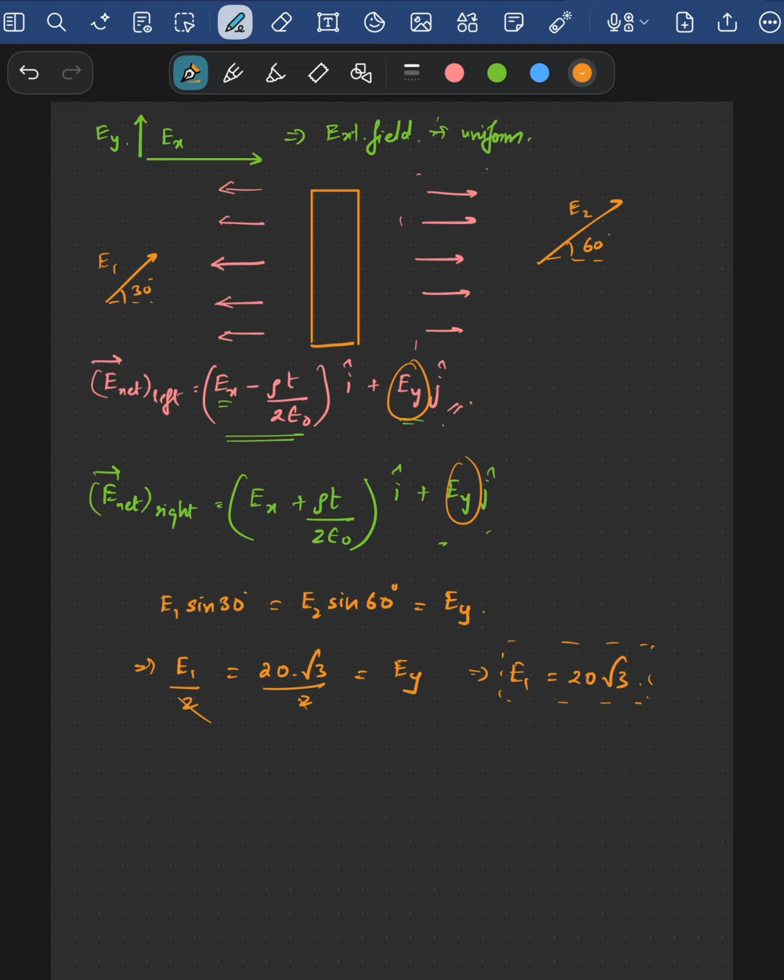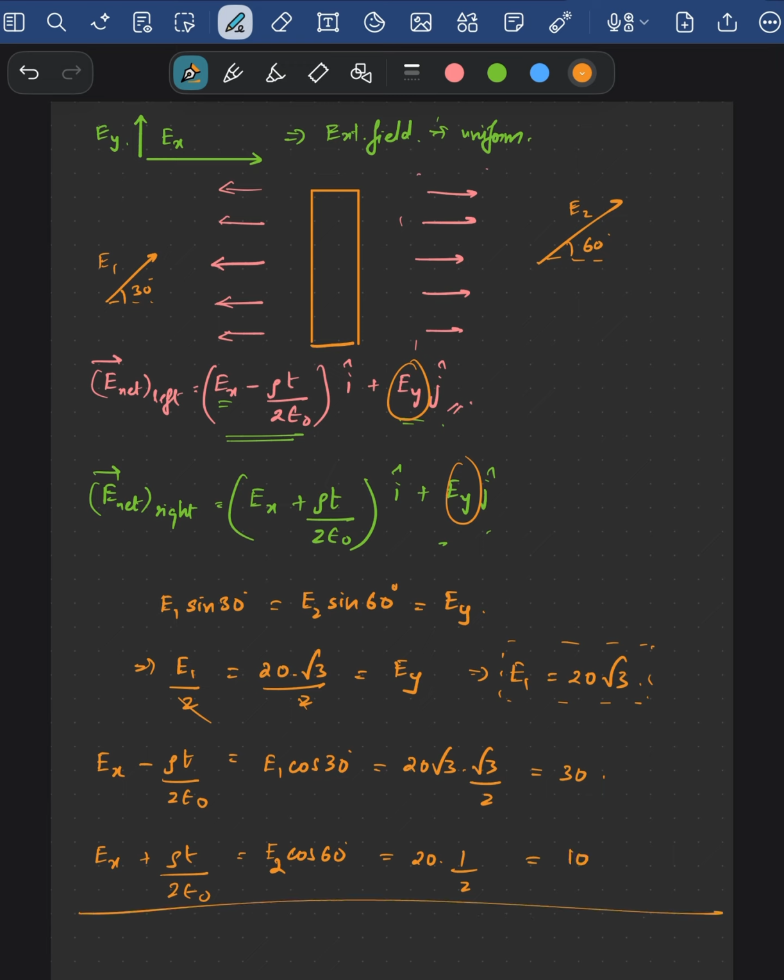Okay. So now what's your x component of electric field in the left side? Your x component of electric field in the left side is Ex minus rho t by 2 epsilon naught. And that value will now be equal to E1 cos 30, which is equal to 20 root 3 into root 3 by 2. So that will become equal to 20 into 3 by 2, which is 30. Similarly, what is your field on the right hand side? That is Ex plus rho t by 2 epsilon naught. So that will be equal to E2 cos 60, which is equal to 20 cos 60. So 20 into 1 by 2. So that value will be equal to 10.